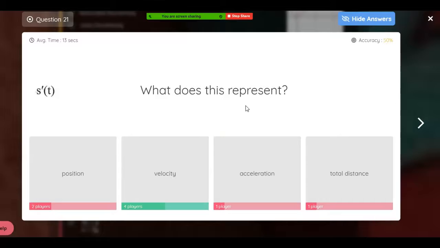What does S prime of t represent? Well, S of t represents position, so the derivative of position is velocity.